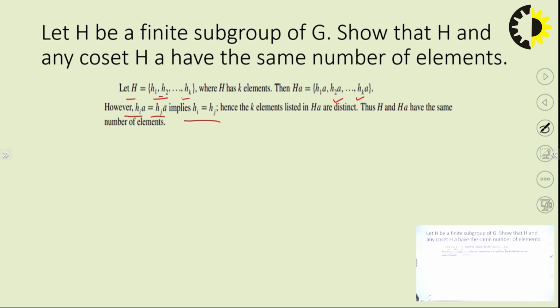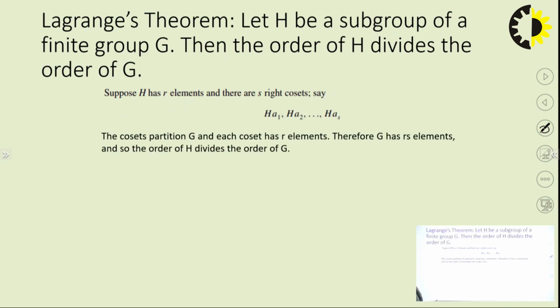These two results form the base for Lagrange's theorem. What is Lagrange's theorem? Let H be a subgroup of a finite group G, then the order of H divides the order of G. We will use the two properties that we discussed on the last two slides. Consider H having r elements and there are s right cosets. What are the right cosets? Ha1, Ha2, ..., Has.